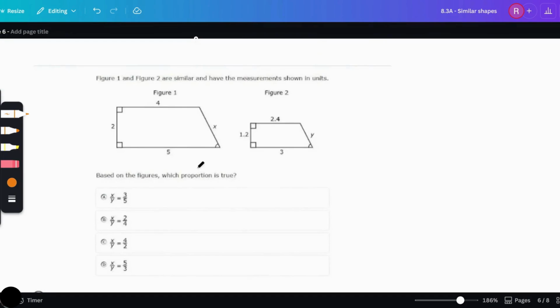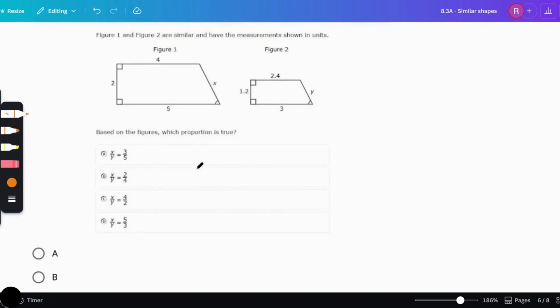So now let's look at this one. Figure 1 and figure 2 are similar. Based on the figure, which proportion is true?